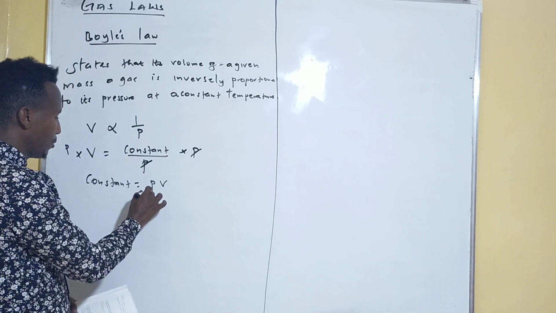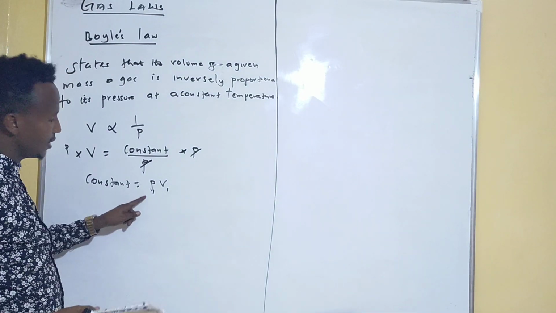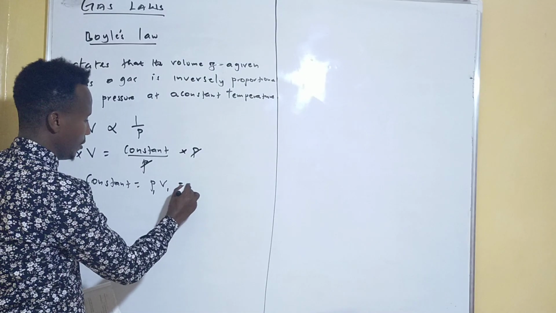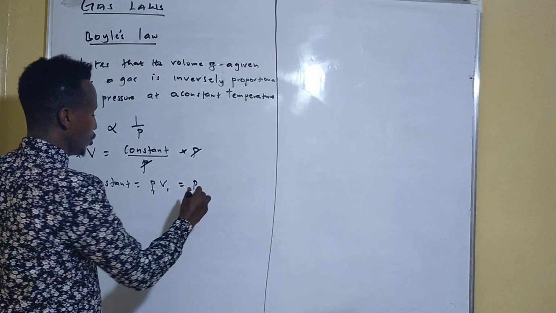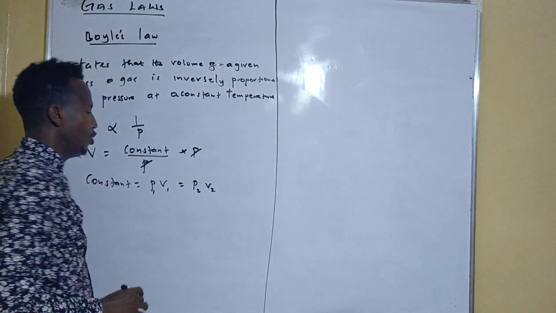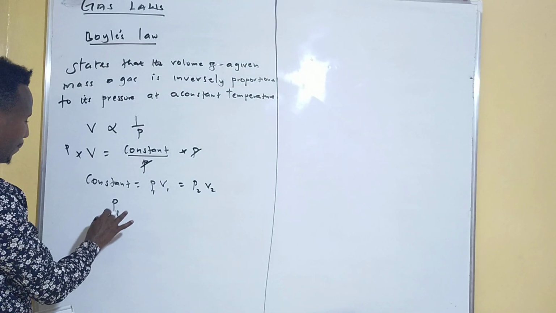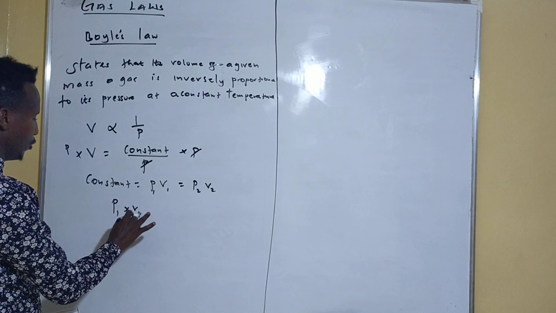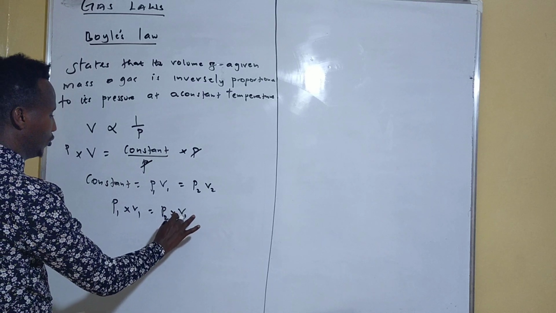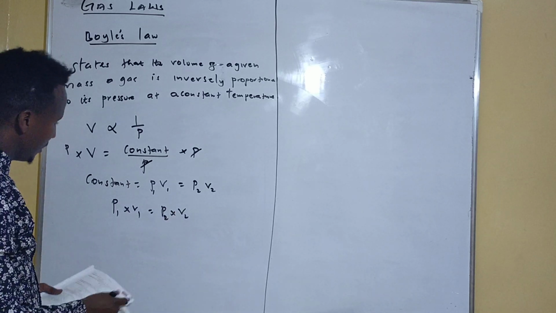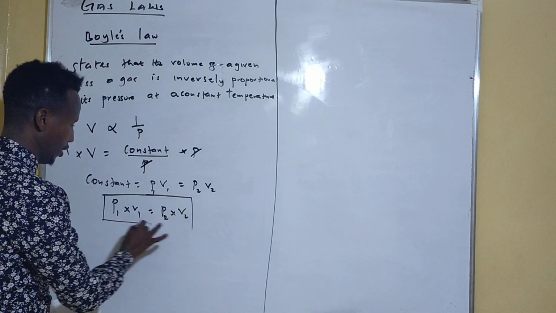Now let's assume this is pressure 1 and this is volume 1. Then a change in pressure 1 can result in pressure 2, and a change in volume 1 can also result in volume 2. So as far as Boyle's law is concerned, we can say pressure 1 multiplied by volume 1 is equal to pressure 2 multiplied by V2.